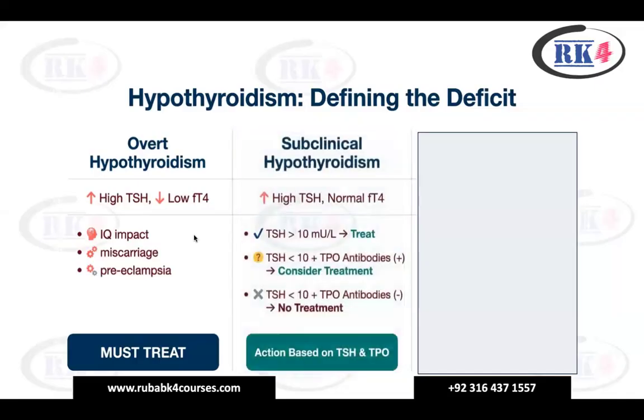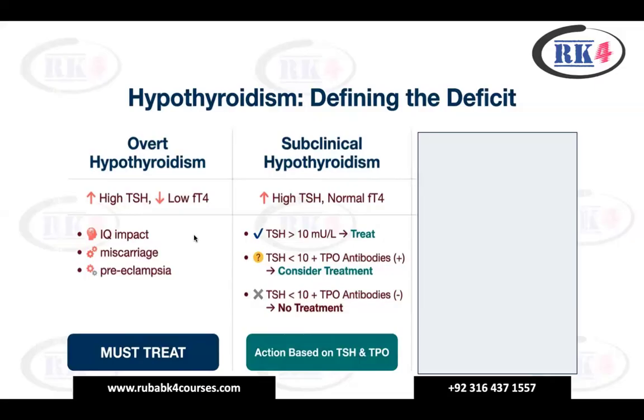One of the challenging conditions is subclinical hypothyroidism. So what is subclinical hypothyroidism? The patient does not have symptoms, but when you offer her screening or when you test her based on her risk factors, you find that her TSH levels are high, but T4 levels are normal. So we call it subclinical hypothyroidism.